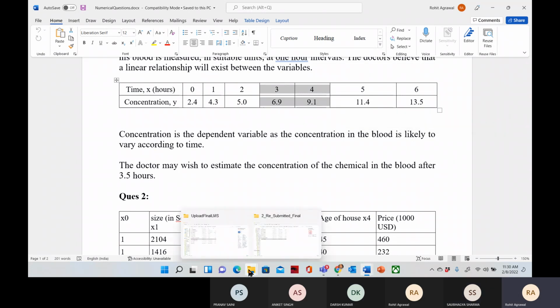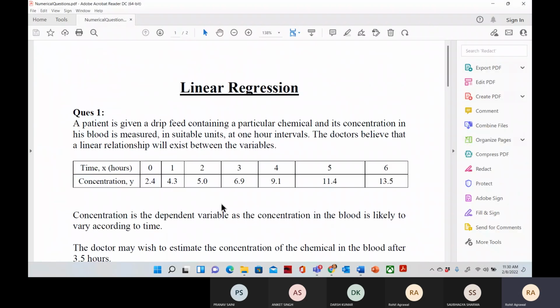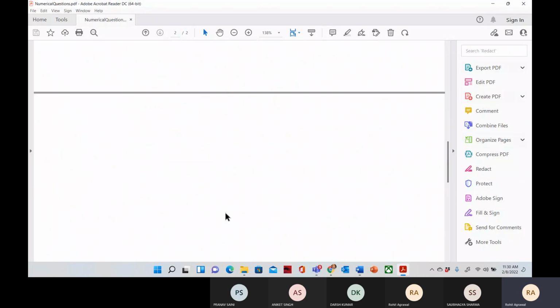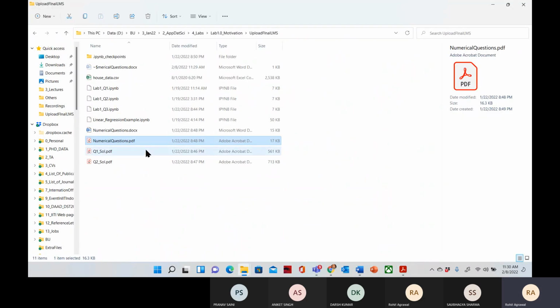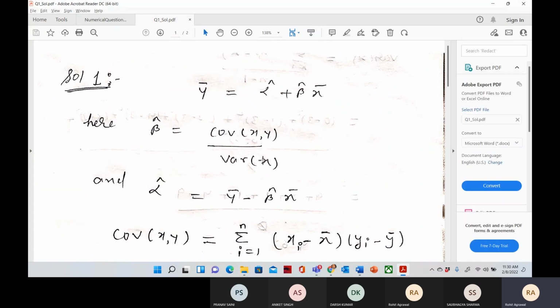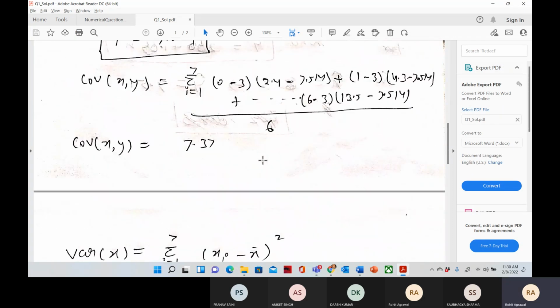Solution, I need to prove this, but I can show you directly here as well. So this is the question. If you remember, this is the solution here. I am directly showing you the solution.